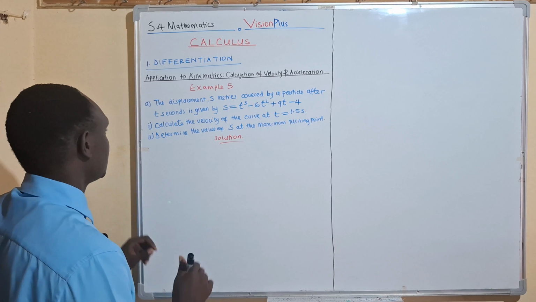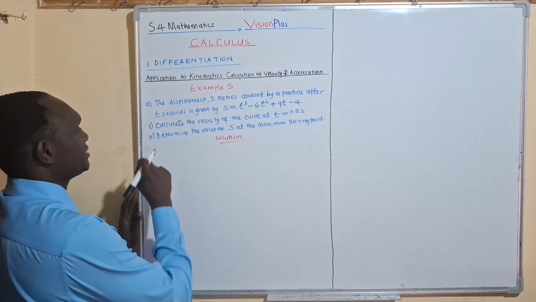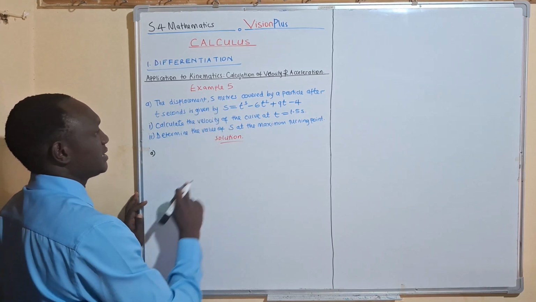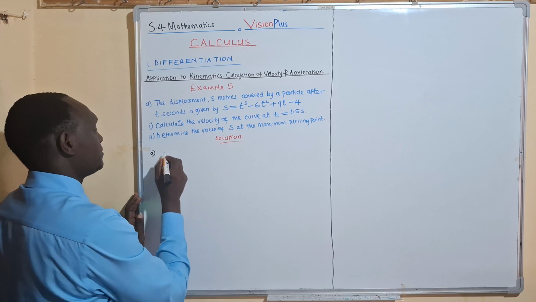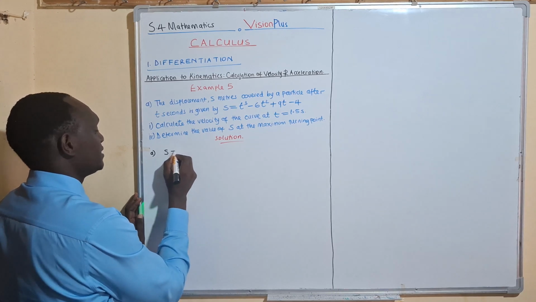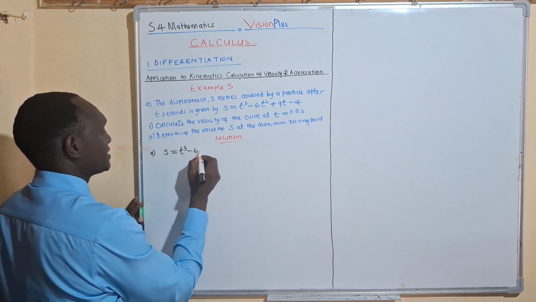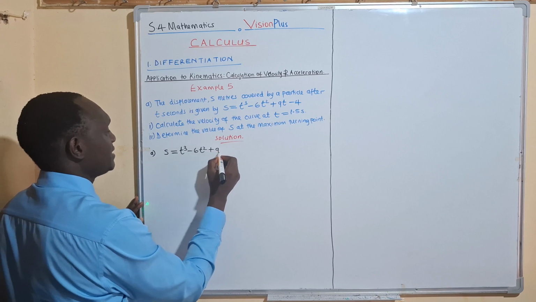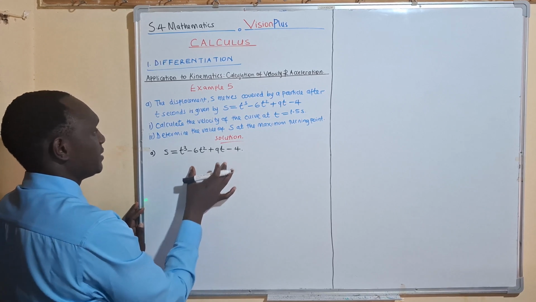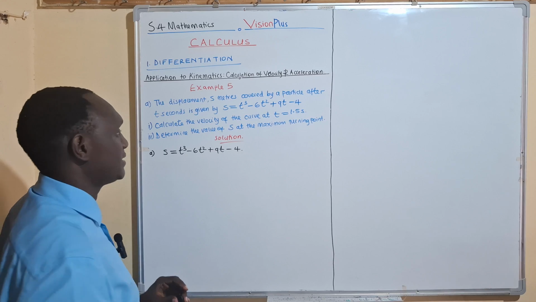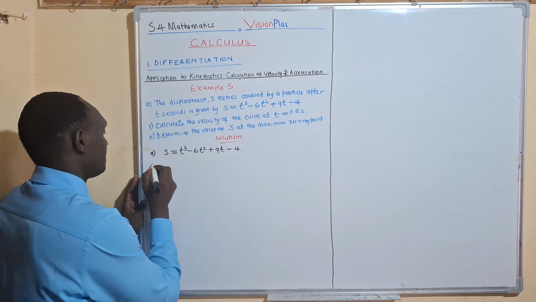Example 5, which is the last example, part A, says the displacement s meters covered by a particle after time t seconds is defined by t cubed minus 6t squared plus 9t minus 4. This is the displacement of this particle at any time t. Roman 1 will guide us on what we shall do.